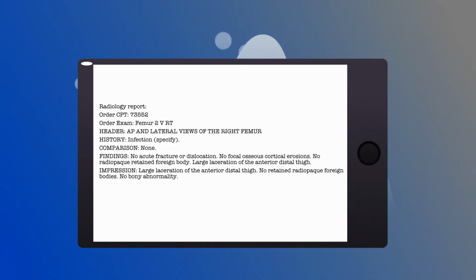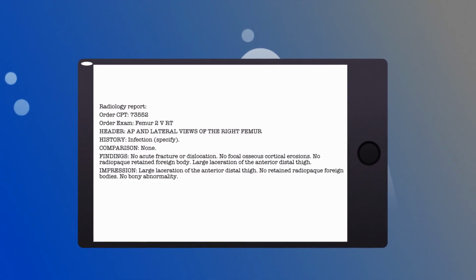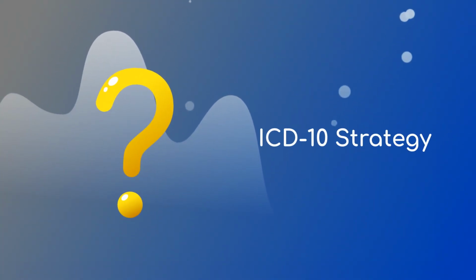Let's look at the views. AP and lateral views of the right femur, that's a total of 2 views. This qualifies for CPT code 73552, Radiologic Examination Femur, minimum 2 views right. Now, let's choose the appropriate diagnosis code based on the clinical history and chart findings.